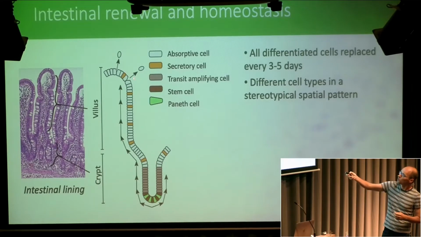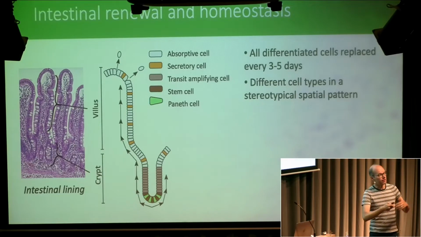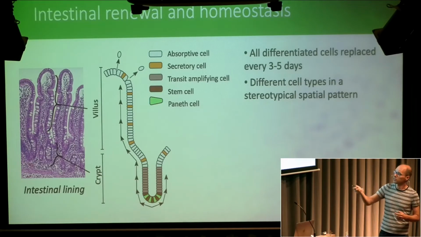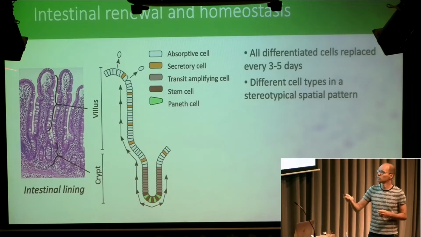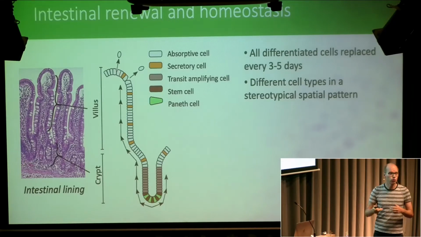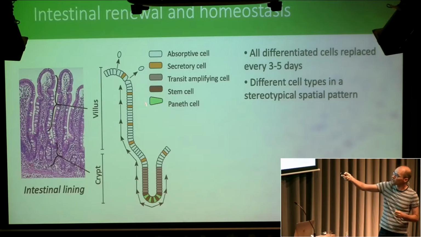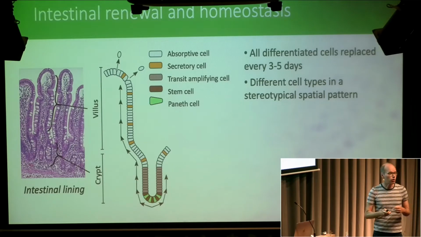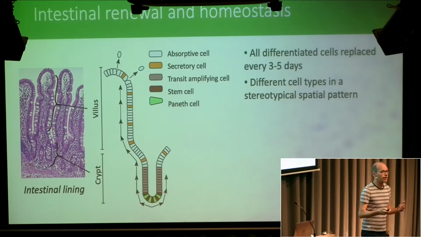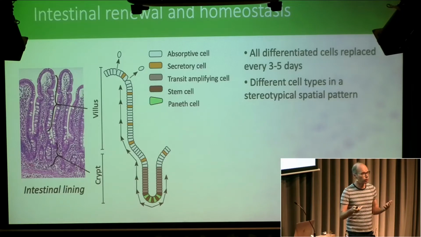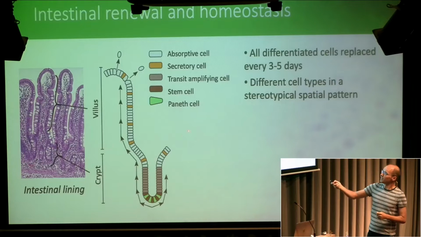But interspersed between them, there are also these secretory cells. They occur in different types, so most of these are actually goblet cells. They produce the mucus layer that coats the lining of our intestine to protect it. But there are also other types of secretory cells, like enteroendocrine cells, that produce hormones that are really important for our appetite and digestion.